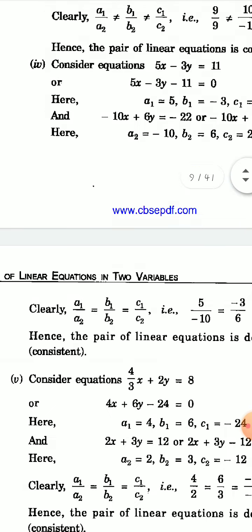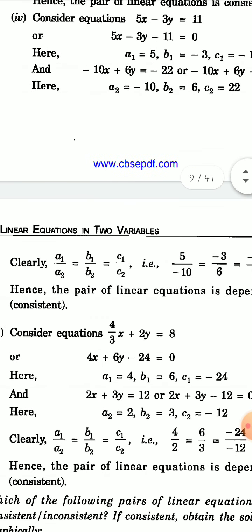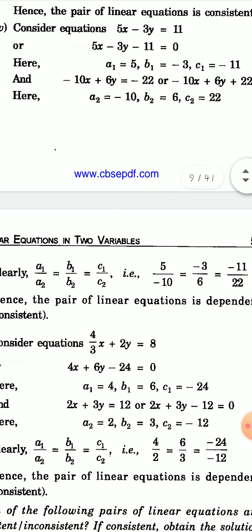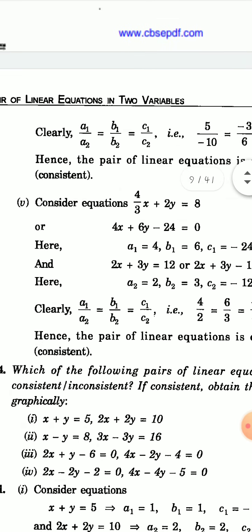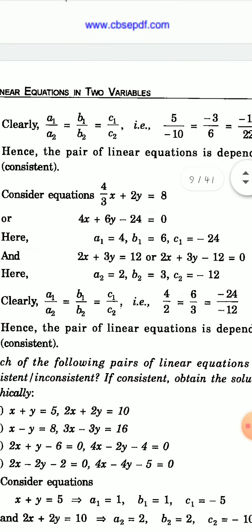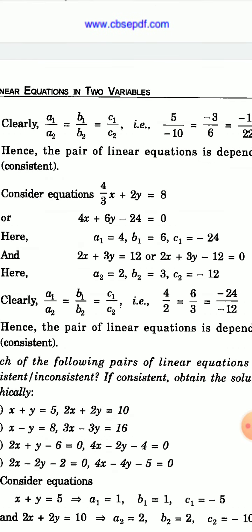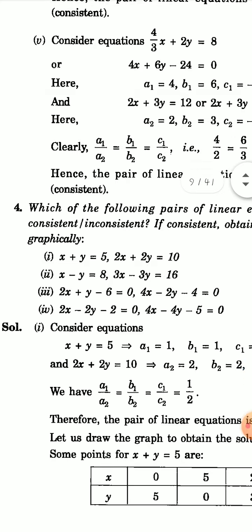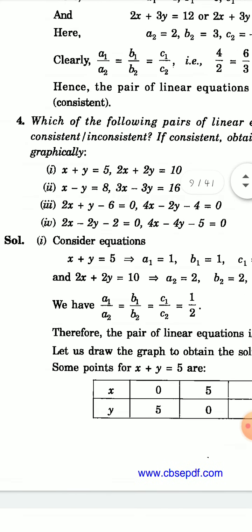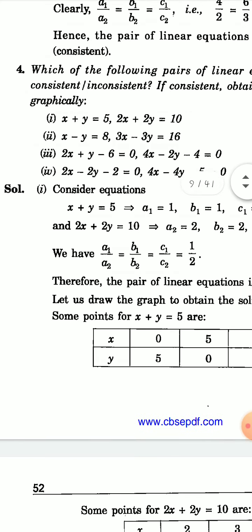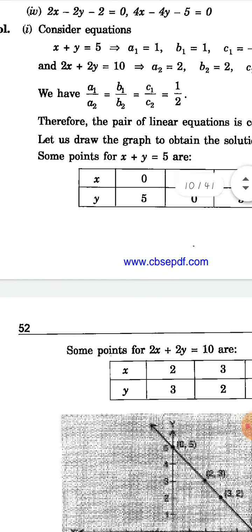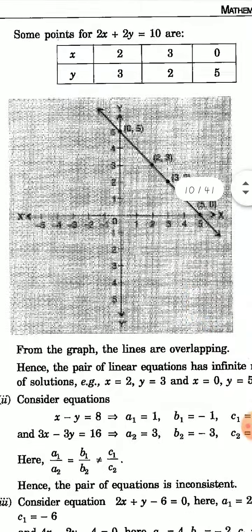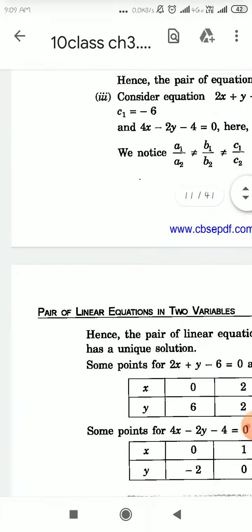And if the equation has infinite solutions, that means the equations are called consistent. Similarly, in the fifth part, you can see all three are equal. That means again infinite solutions, so the equations are consistent. In question number 4, we have to check again the same. It is same as question number 3. The only difference is if the equations are consistent, then you have to make the graph. Making the graph is again same.